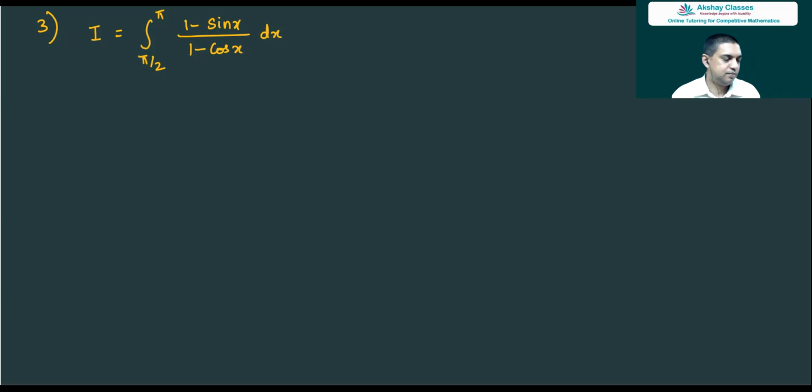One more on this one. Evaluate the integral from pi by 2 to pi of 1 minus sin x upon 1 minus cos x. This again is an integral. We need simplification for this one.